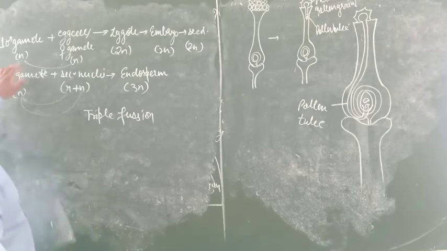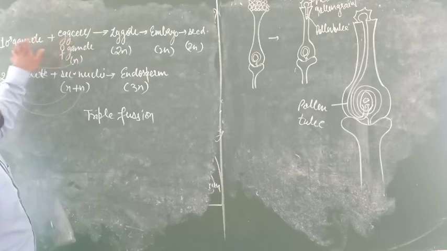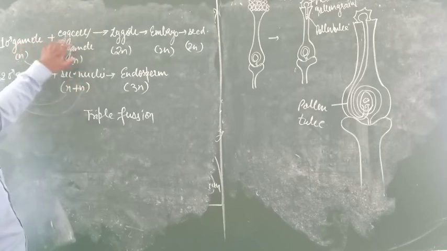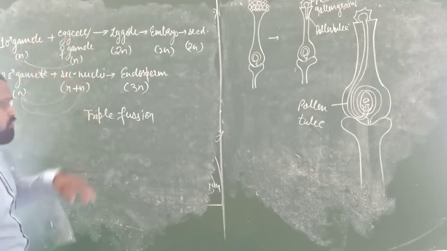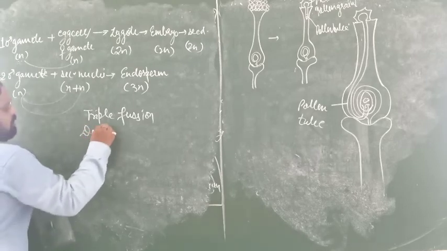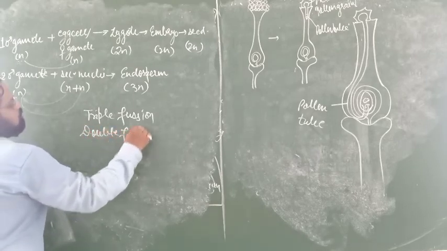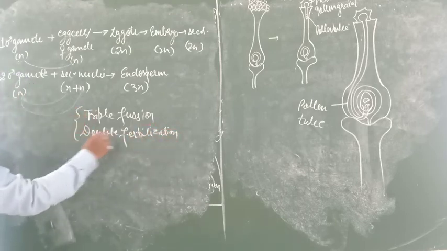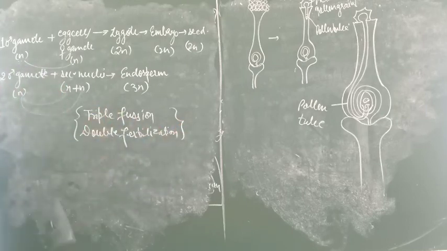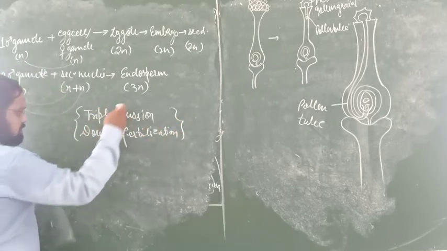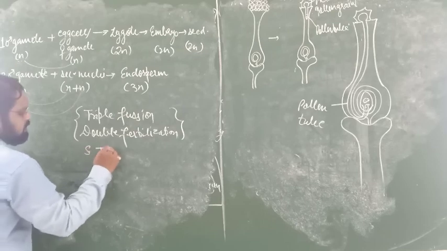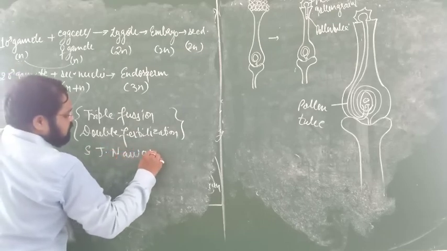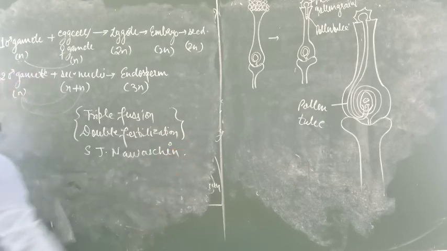Here you see one fertilization, because this one is the female part, and here is the second fertilization. The two fertilizations mean double fertilization. So here we have triple fusion and double fertilization. This was named by the scientist S.G. Nawaschin, who gave the structure of triple fusion and double fertilization.